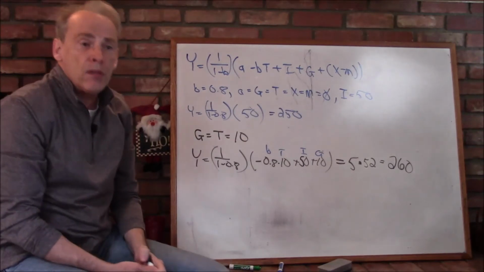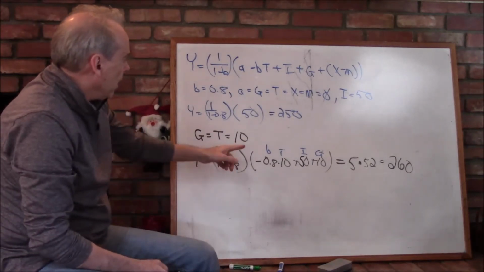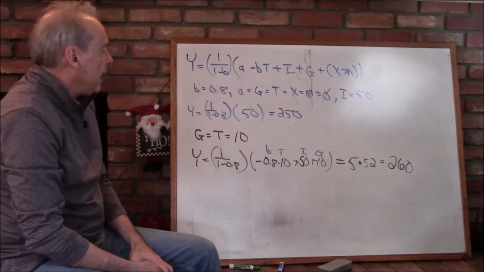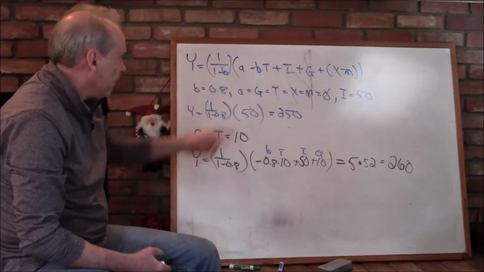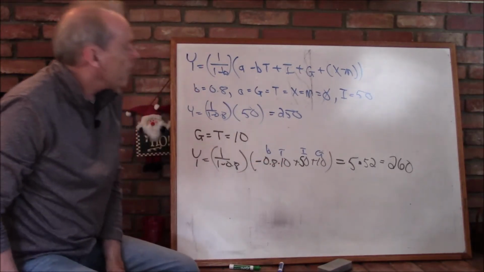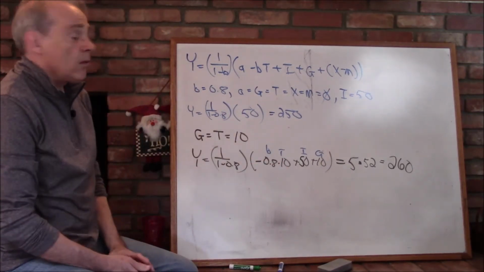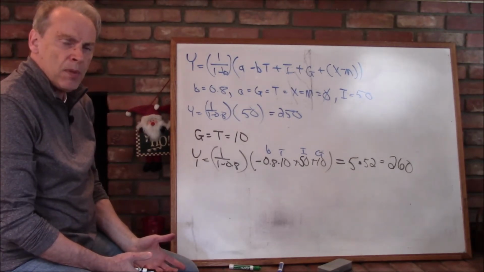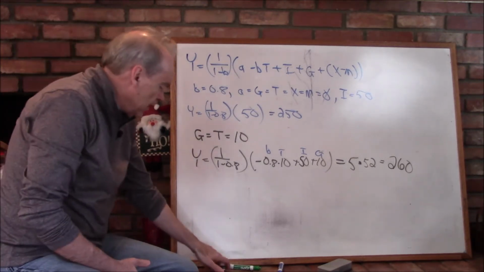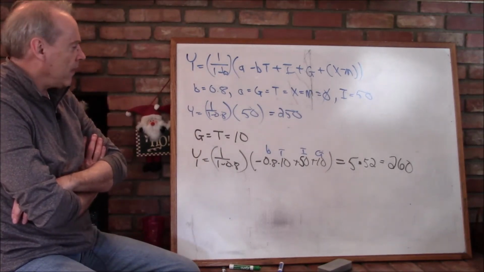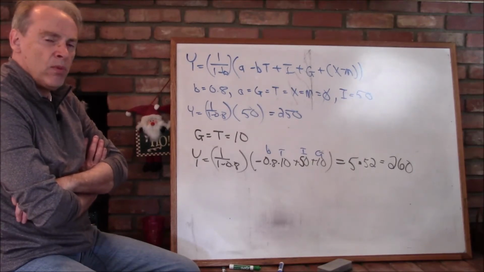Which means GDP is 260, all right? So taxing is 10, government spending is 10, and we still left investment as 50. And so that's 60 minus 8 is 52. 5 times 52 is 260. Why did GDP go up? Now, I'll let you think about it for a second. Because it actually turns out to be really simple.